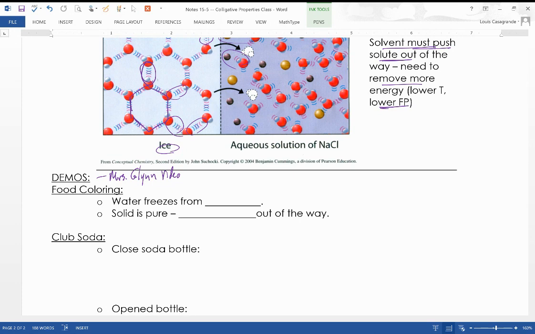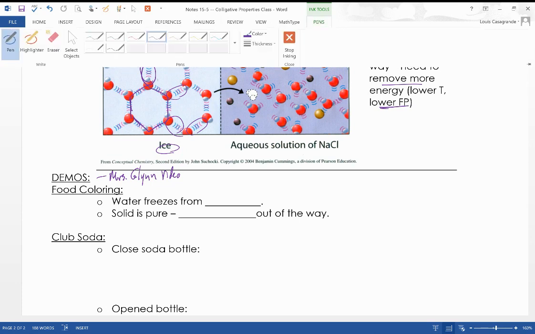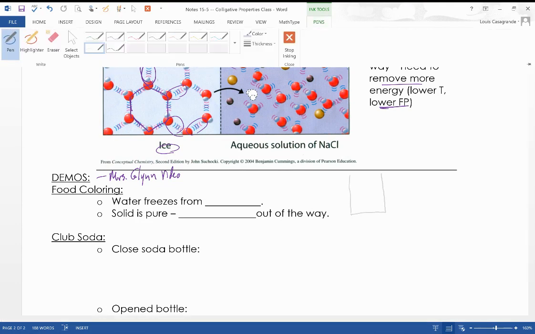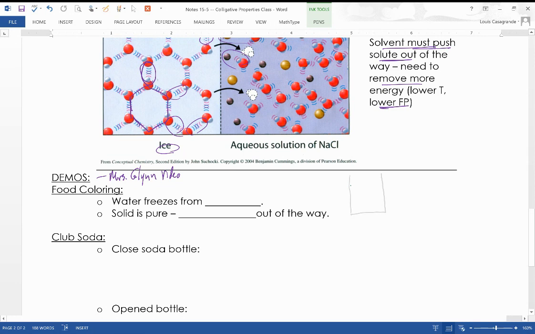So hopefully you're coming back now from watching Mrs. Glenn's video and enjoyed her enthusiasm for the demos. Here's what we've got going on. The food coloring demo. In the food coloring demo, we started with a beaker, and here's my beaker on the right. And that beaker was full of water with a small amount of food coloring in it. All right, so water with food coloring. That food coloring is the solute.